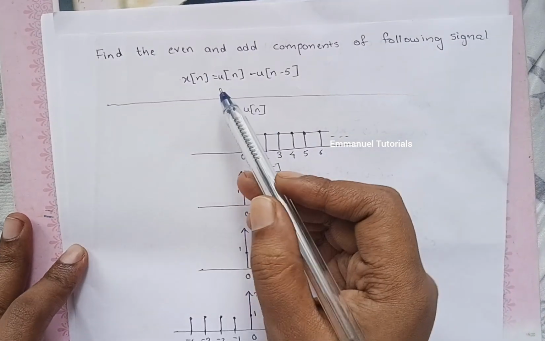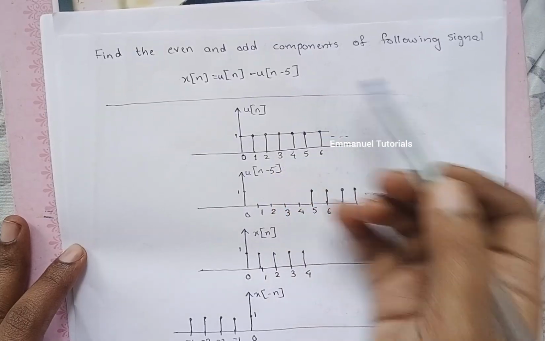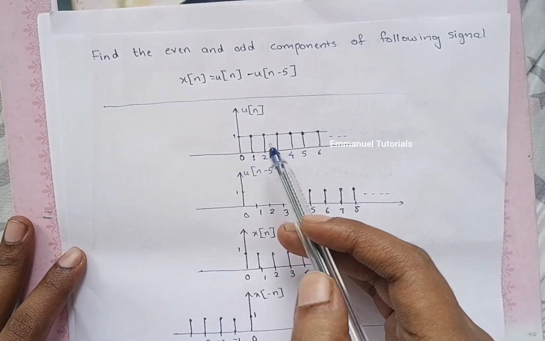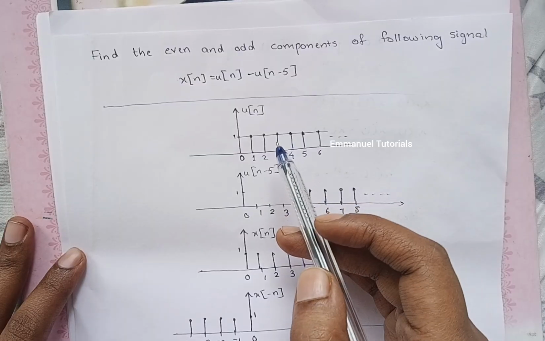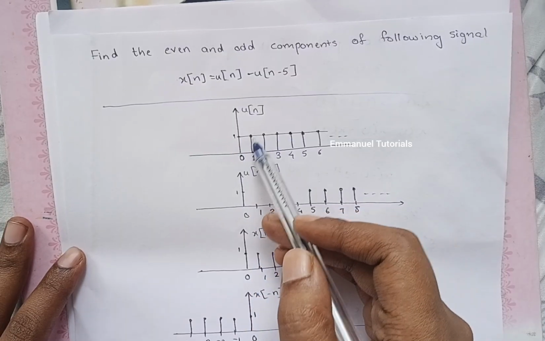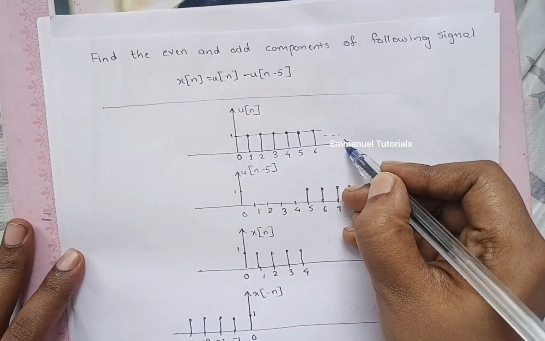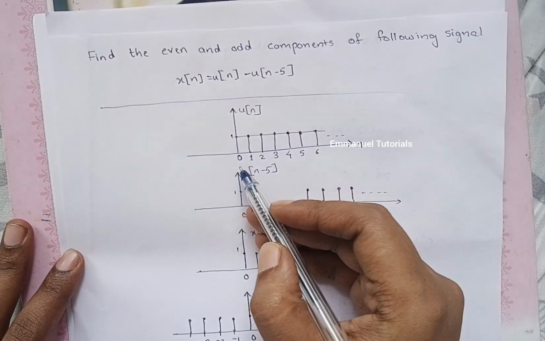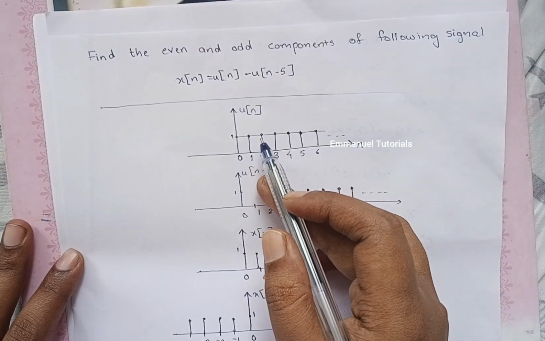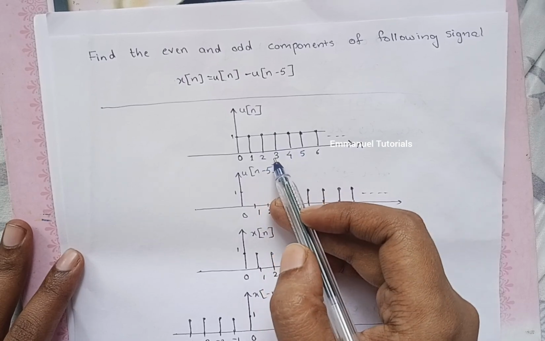Now, x of n is equal to u of n minus u of n minus 5. So here I have drawn a basic u of n. U of n is the unit step signal, as you all know. You can ignore this line in between. It's just the points that we have marked. So this is u of n, which starts from 0 and goes up to infinity with amplitude 1 at the integer number points.